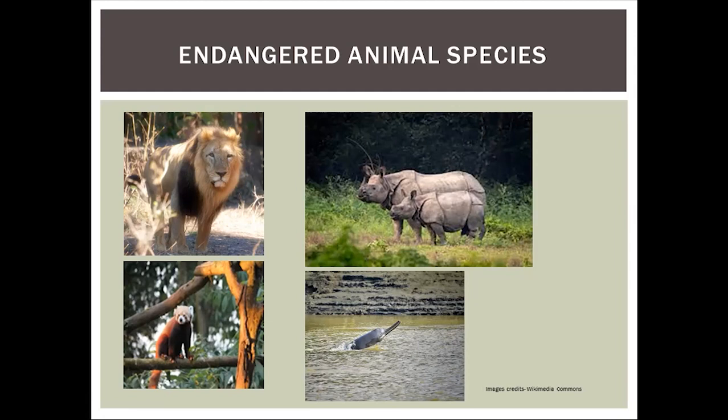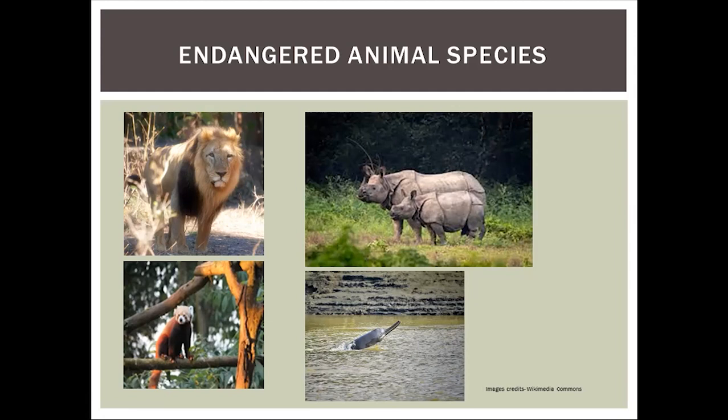Then we have discussed the endangered animal species of India. We have discussed Asiatic lion. It is found in the Gir National Park. It is smaller than the African lion. There is a longitudinal fold of skin along its belly, and the main threat to this species is habitat fragmentation, poaching, and genetic inbreeding.